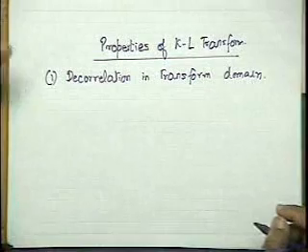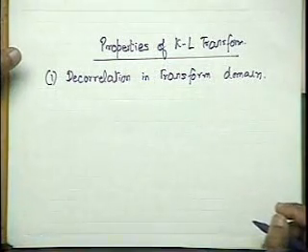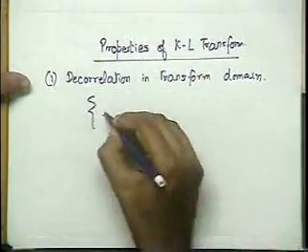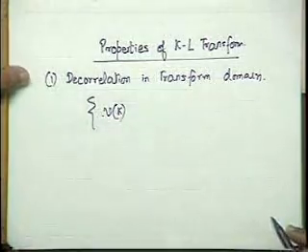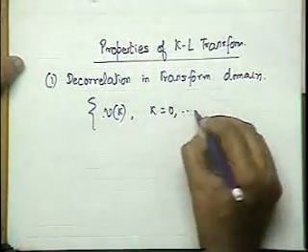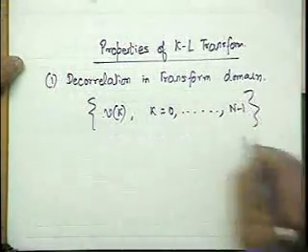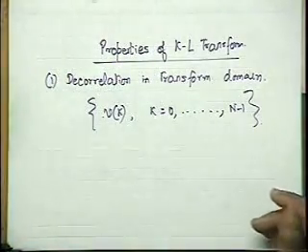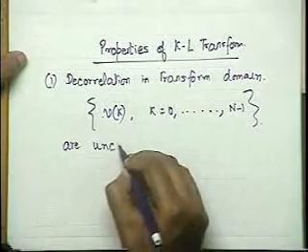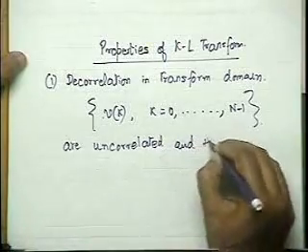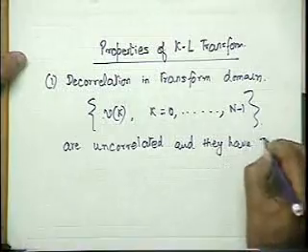And the thing is like this. After undergoing the KL transformation, we are getting the vector V, which is indexed by k. Vk is the transform vector, where k is equal to 0, 1, 2, and so on up to capital N minus 1. So this set represents the transform vector, and the decorrelation property says that these Vk's are uncorrelated and they have a zero mean.